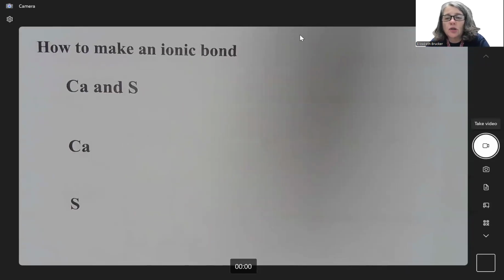I'm going to go through two examples so you can see how we make this ionic bond. I'm going to do calcium and sulfur. I would suggest as you're watching this, you pause the video and ask, okay, what would I write down? And then see if you got the same thing. The first thing I want you to write down is, again, what are the energy levels?